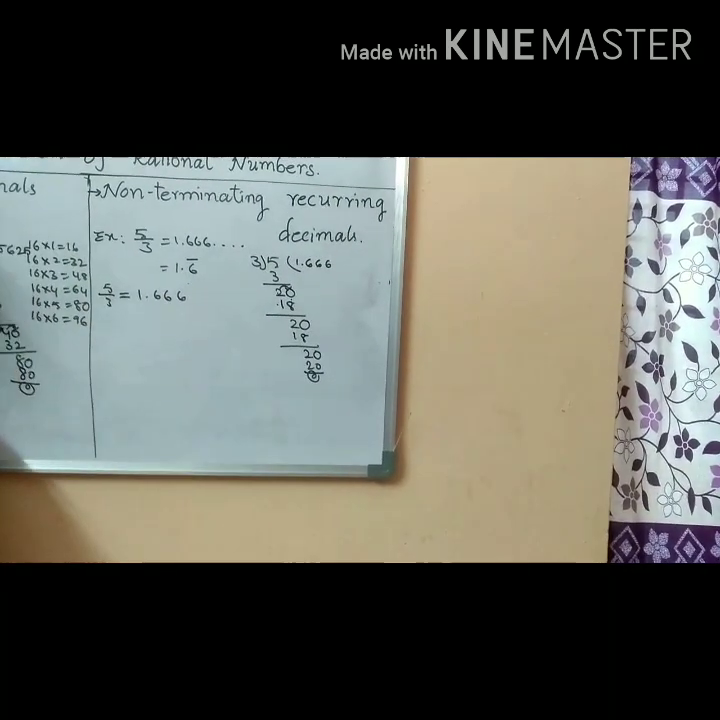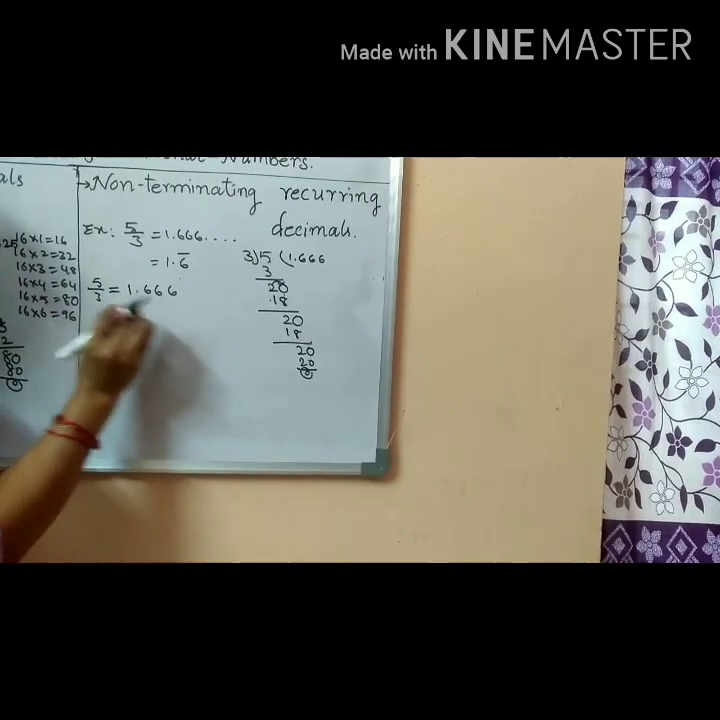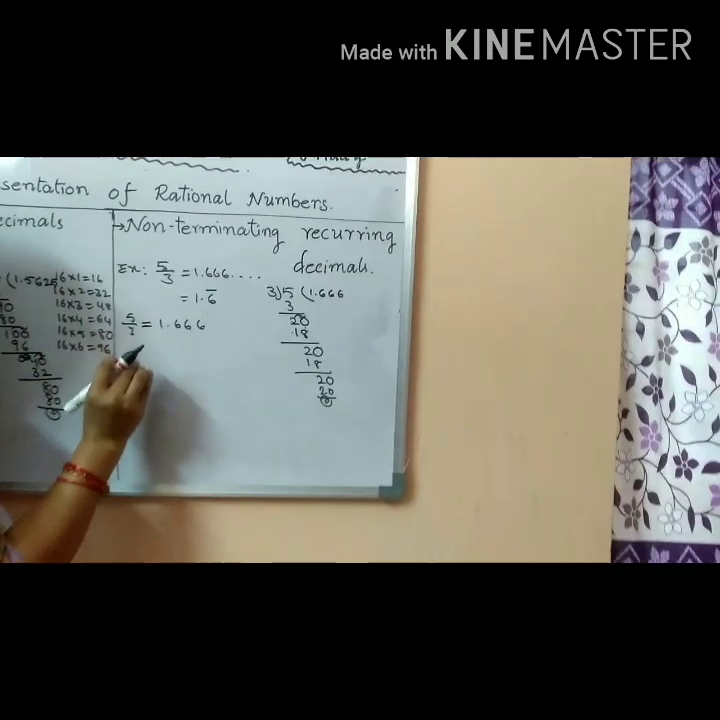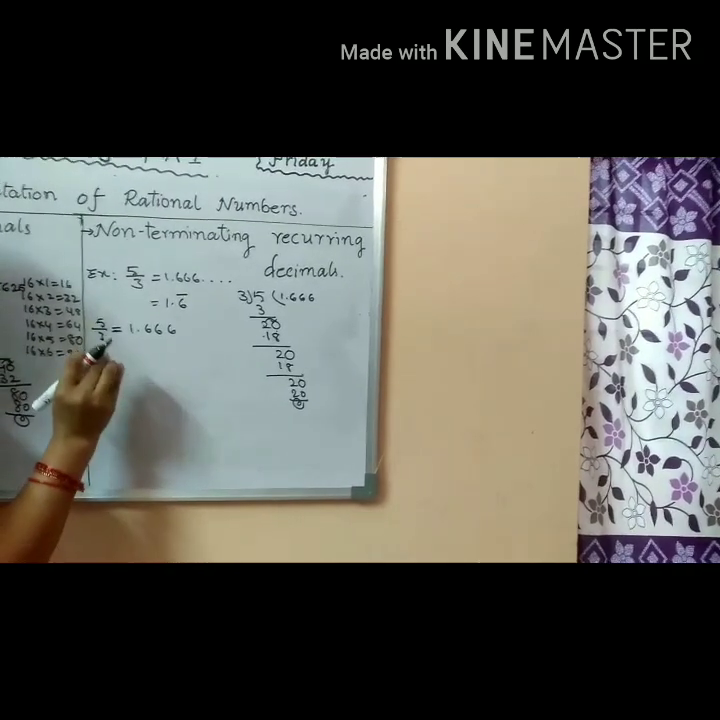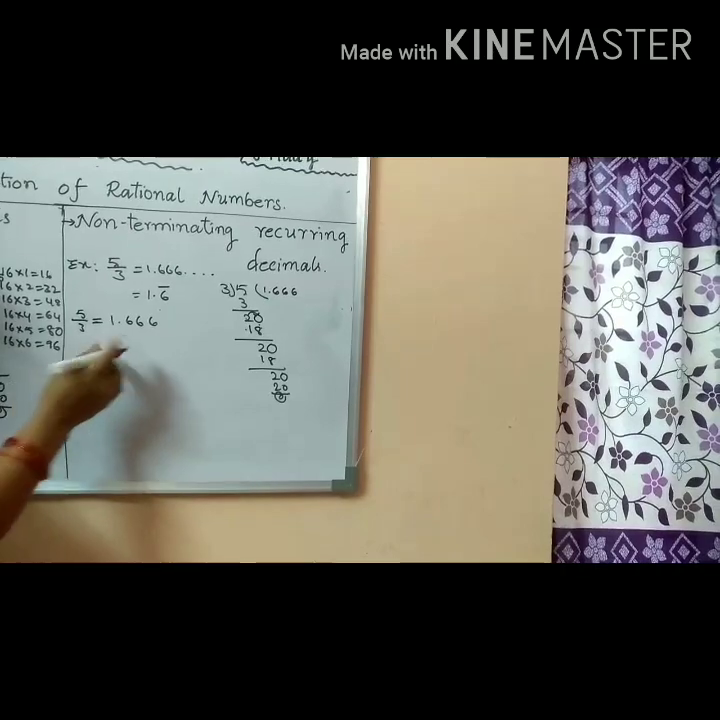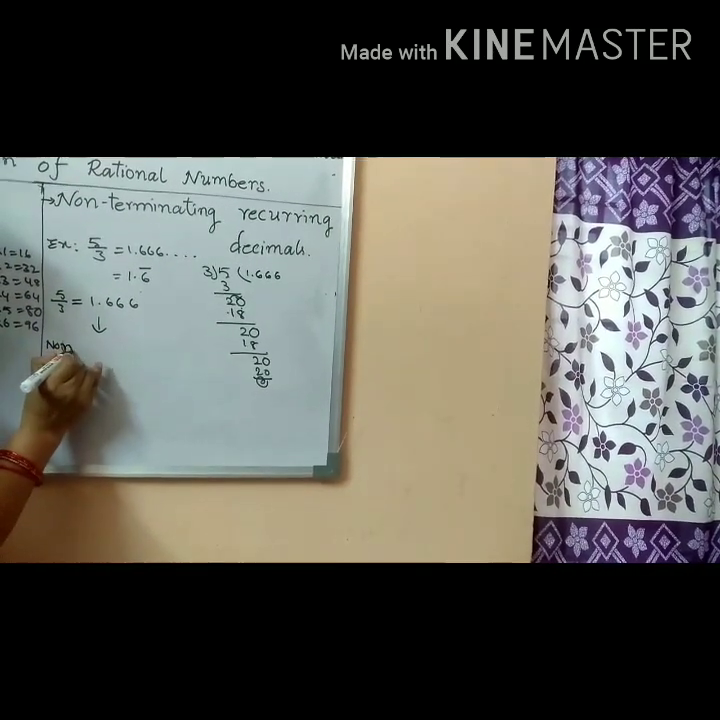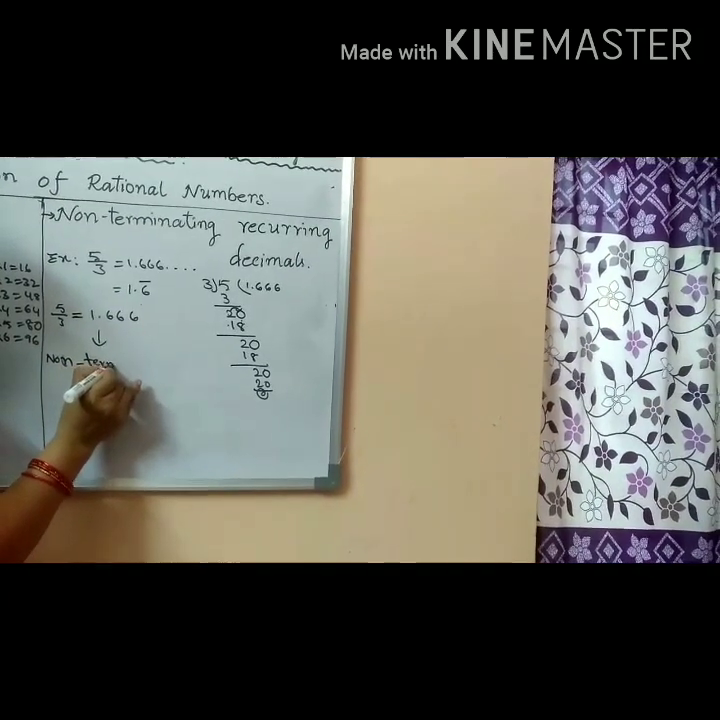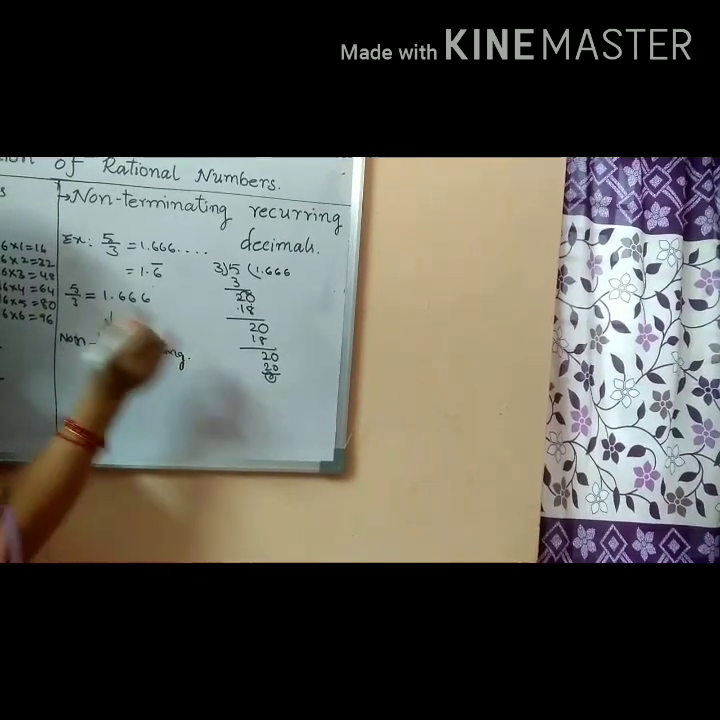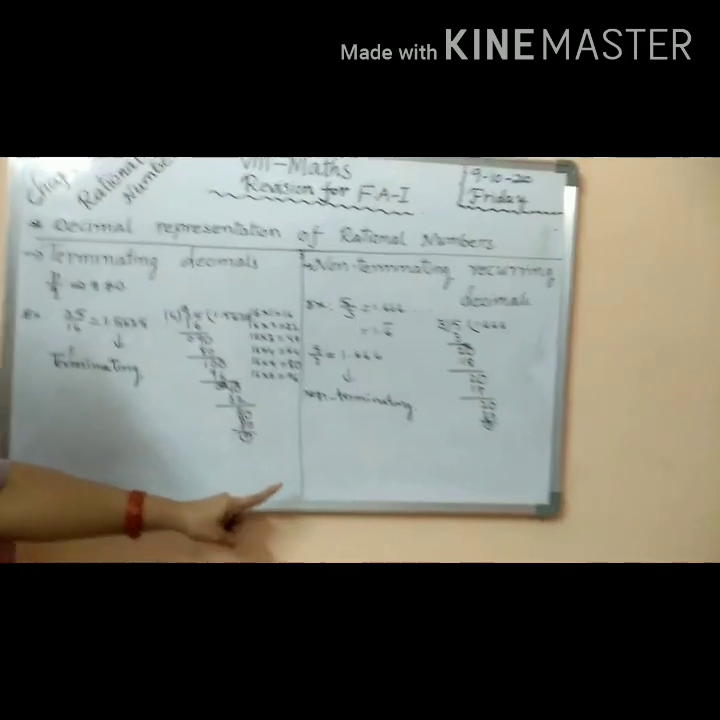1.666. Okay children, after the point you read the single digits, 1.666. So this type of number is called non-terminating decimals. Did you understand, children? Terminating decimals and non-terminating decimals.